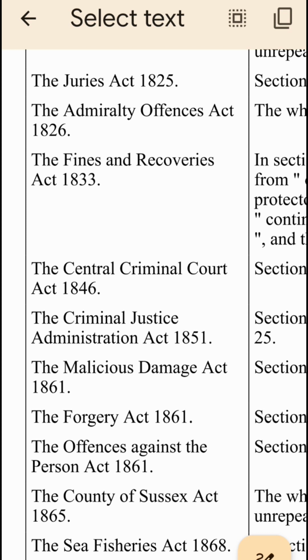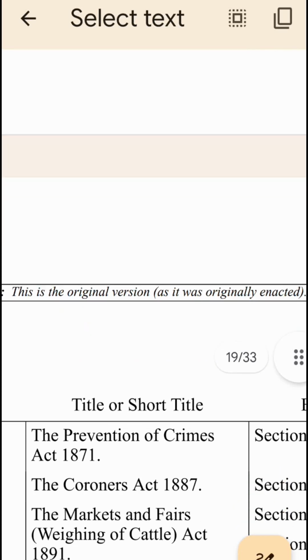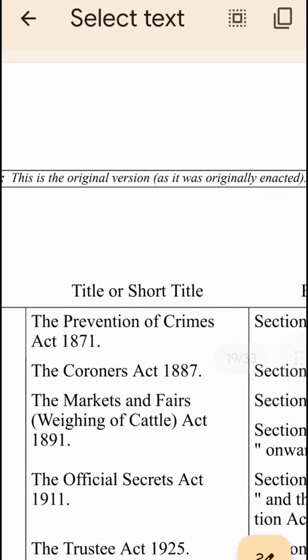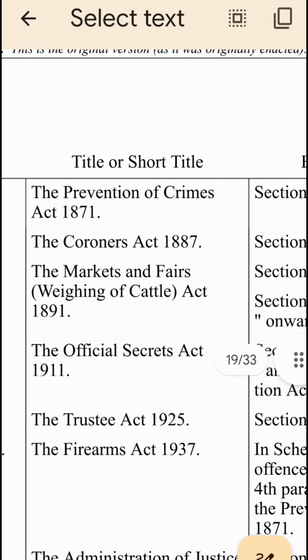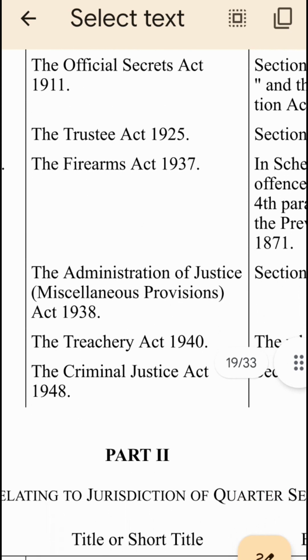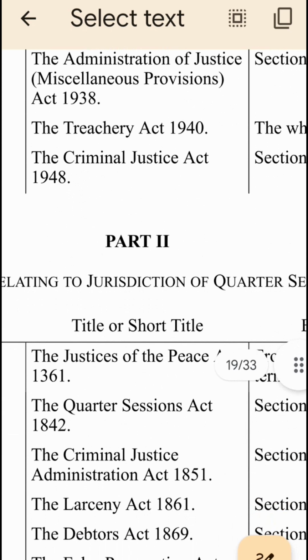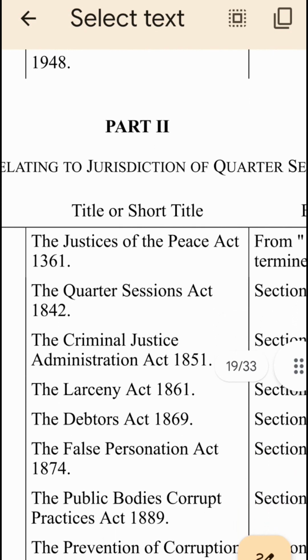Some of these might have something to do with exemptions in them as well, for petitioning or something or other. The Prevention of Crimes Act 1871, Coroners Act, Markets and Fairs, the Official Secrets Act, the Trustee Act, Firearms Act, the Administration of Justice, Treachery, the Criminal Justice Act, the Justices of the Peace Act 1361. Well, that's the one that even gives someone any powers to go around and do anything.